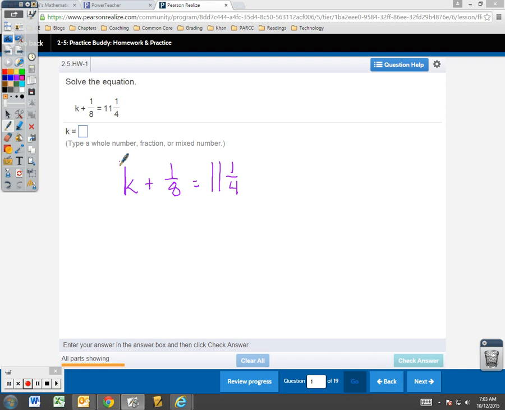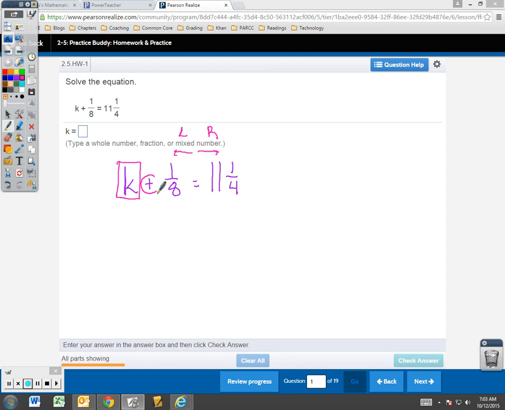So I want to isolate that k. There's no coefficient. k wants to be by itself on this side of the equation. We have the left side of the equation and the right side. The left side just wants to be k. So to get k by itself, we need to get rid of 1/8.